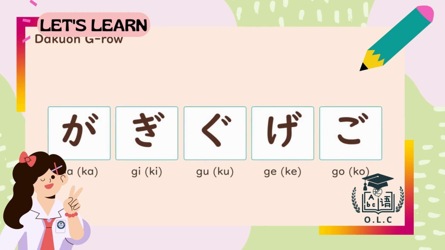So when we put ten on characters in K row, we read these characters as a voiced G sound. So in effect, K row becomes a G row. Listen to the sounds of these characters.